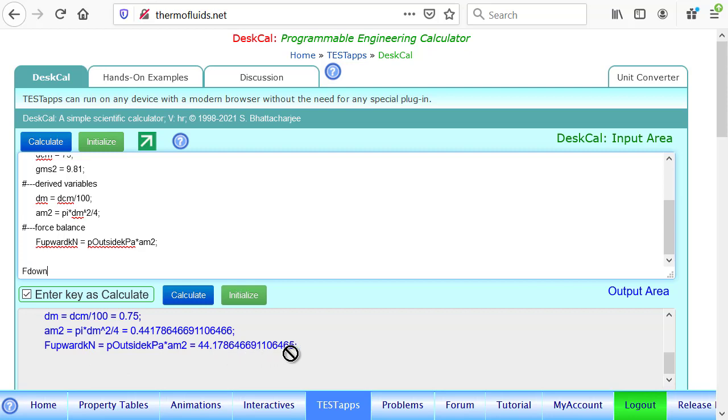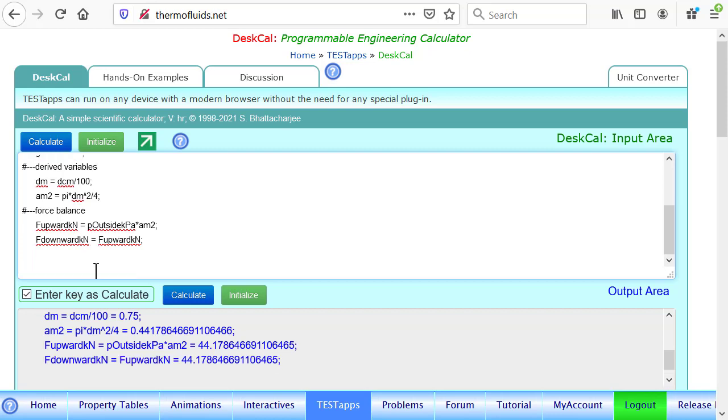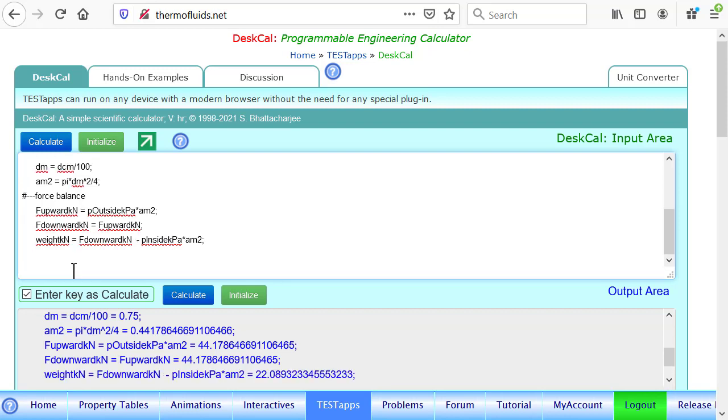We know that the downward force in kilonewton must be exactly equal, and we can just copy this variable, control C, control V, and that's our force balance, right? They must be equal. And the downward force is made up of the weight of the piston and the force from the internal pressure. So therefore, the weight of the piston in kilonewton must equal the downward force that we have just calculated minus the contribution from the internal pressure, which is P inside in kPa times area in meter square. So therefore, the weight of the piston is 22 kilonewton.